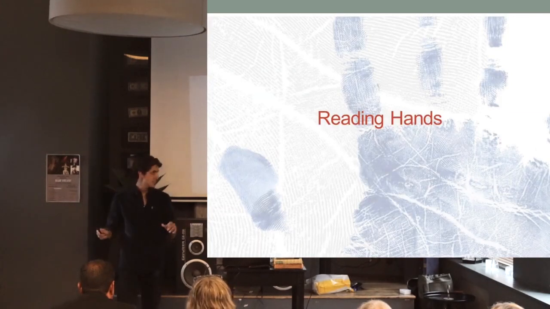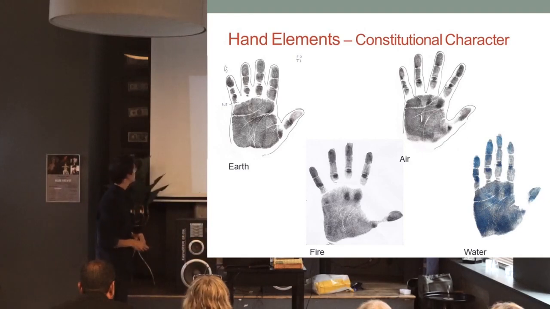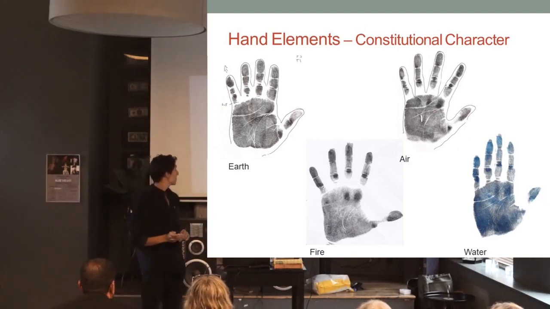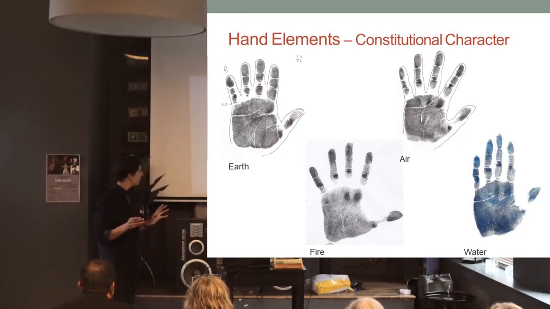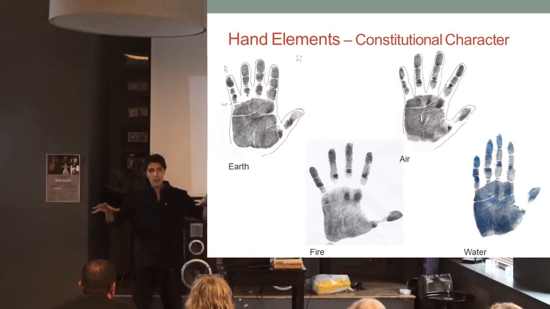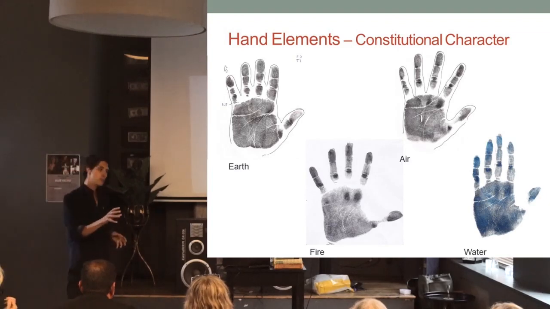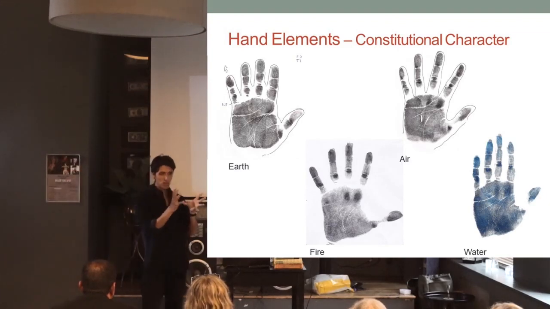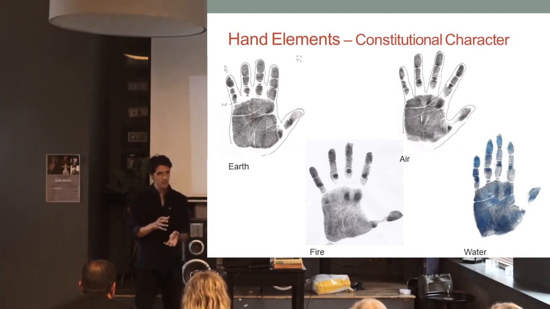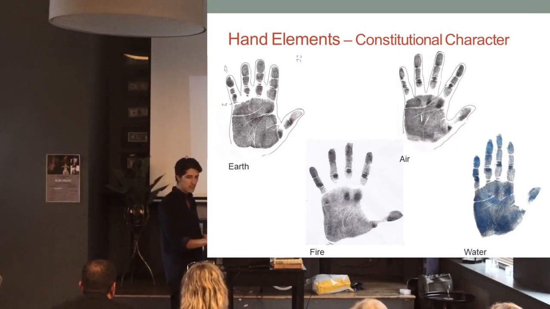Okay, so, reading hands. Hand elements and constitutional character. What I'm going to show you here is the basic elements and shapes of the hand. These are the baseline things. This is how you'll categorize everything. This is the first thing I'm looking for in a hand reading. To tell the truth, people are never a pure, clear-cut element. They're always going to be a little bit of a mixture of something else, but we're going to go through these. So these are the different shapes.